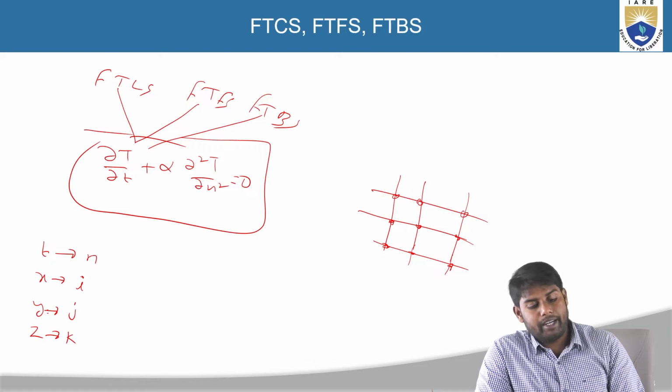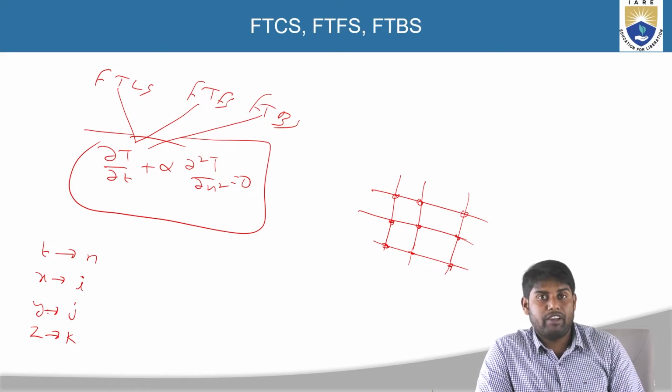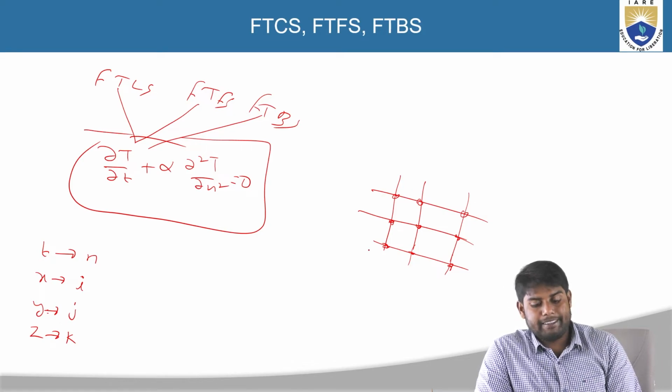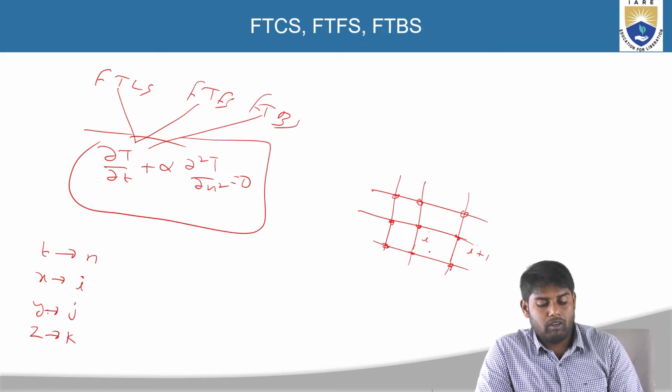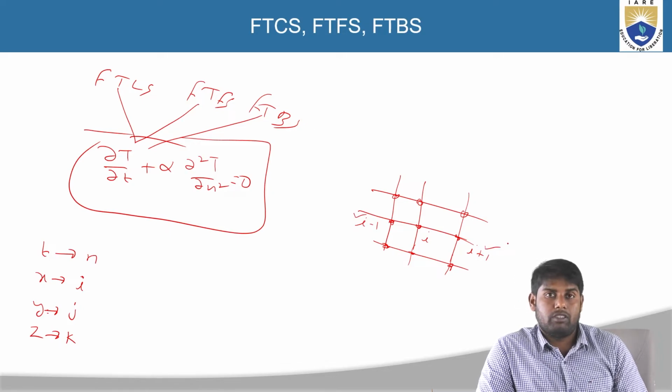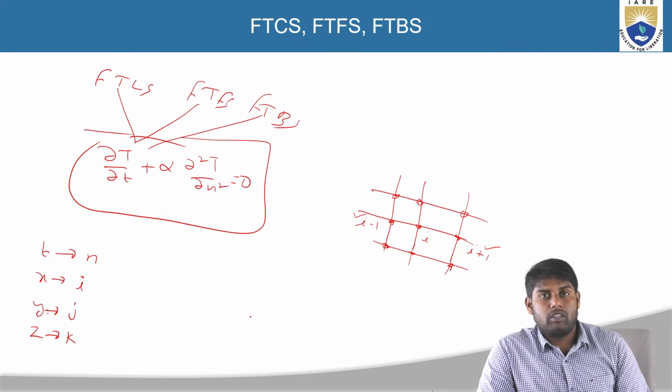So when it is set to have a forward in space, then you have i plus 1 and i terms. If it is along x we are talking, the i plus 1 and i terms will be involved. If it is backward, i and i minus 1. If it is central, it is between i minus 1 and i plus 1. So these are the terms which are involved. So first thing, which is forward in time and central in space.